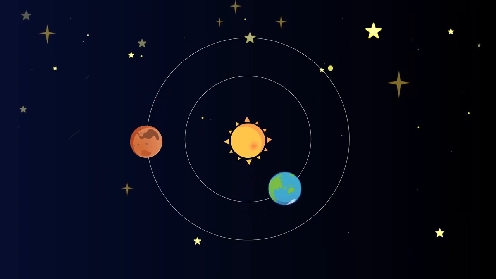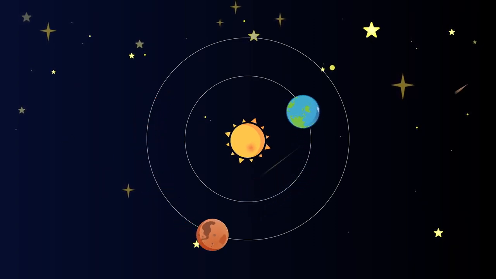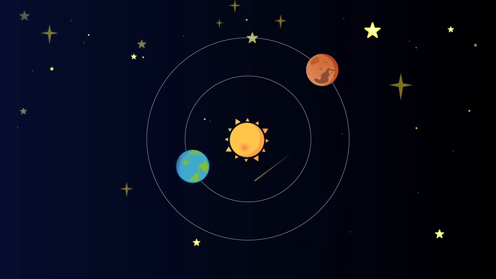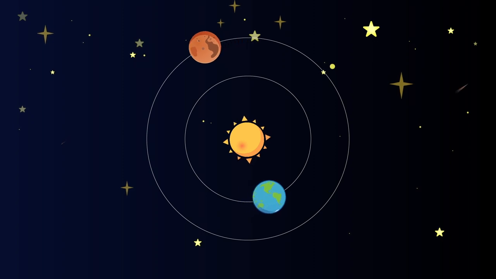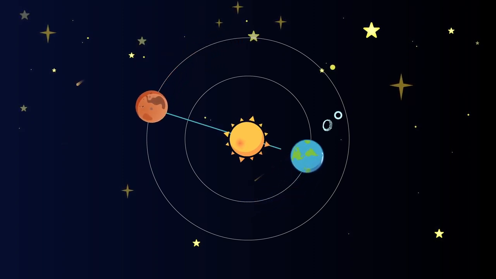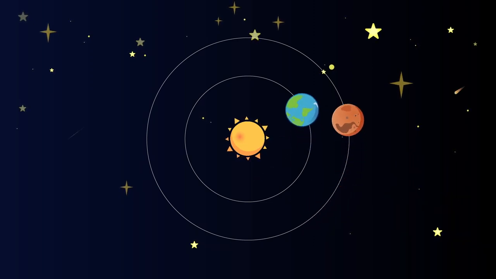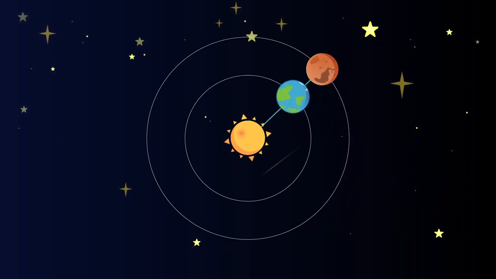Since this is an angle, elongation has a mathematical value. Observed from Earth, elongation has a range between 0 and 180 degrees. The elongation is 0 degrees at conjunction, 90 degrees at quadrature, and 180 degrees at opposition.